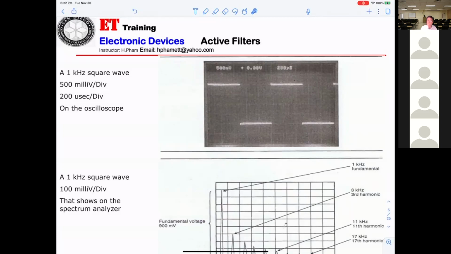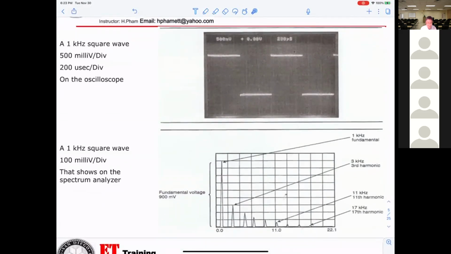So on the oscilloscope. Mr. Fan, can you move your page up a little bit, please? Can you move your screen up, please? Up here? Thank you. Okay.